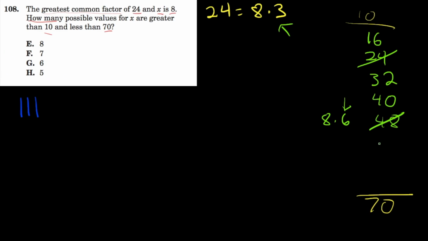And next is 56. That's 8 times 7. 7 and 3, no relation. And the last one before we get past 70 is going to be 64. That's 8 times 8. And 8 and 3, no relation. Therefore, the number of values, remember, they're not asking for what the values are, the number of values that fit in those parameters is 5.